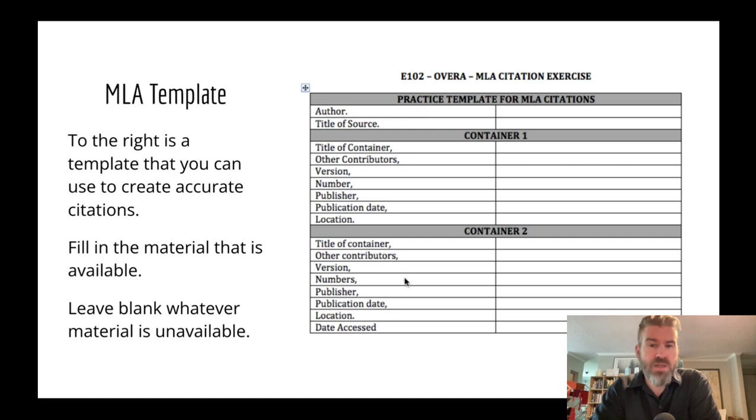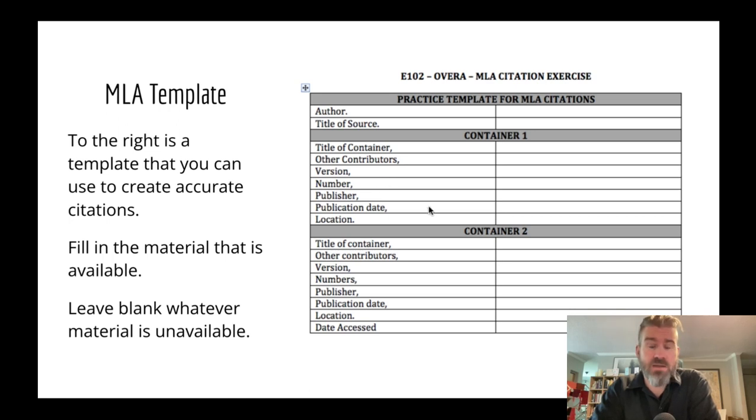So in the left-hand column here, you see different things: author, source, container, contributors, etc. In the right-hand column here, I would simply fill in the information that I have. And if I don't have information, I'm just going to leave that blank. So for example, if I had a source that had no author, I leave that blank and I just go to the next available thing and all the way down. So for example, a lot of sources, if they're not academic, will not probably have a version, a number, or volume and things like that.